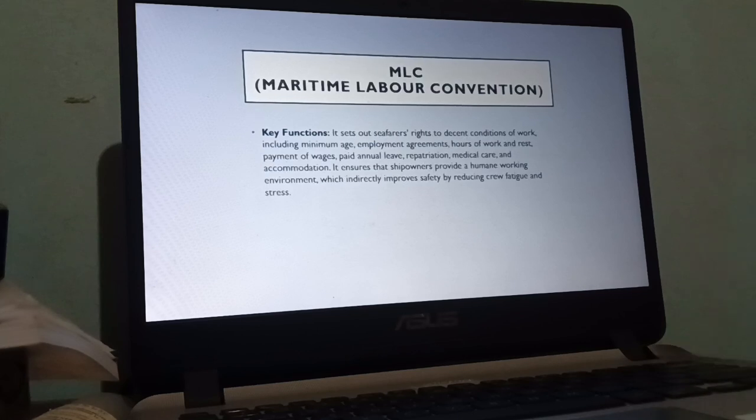And the last pillar of the IMO is the Maritime Labour Convention. The key function is to set out seafarers' rights to decent conditions of work, including minimum age, employment agreement, hours of work and rest, payment of wages, paid annual leave, repatriation, medical care, and accommodation. It ensures that ship owners provide a humane working environment which indirectly improves safety by reducing crew fatigue and stress.